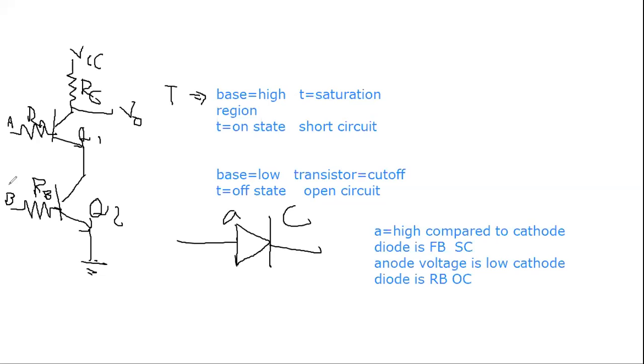When we are applying A0, B0, then what happens? Q1, Q2 both are in the off state, both are open circuit, and VCC is directly connected to V0, then output V0 is equal to logic 1. Like that, for the 4 combinations, you just observe what happens to our V0 voltage and identify what type of logic gate it is.